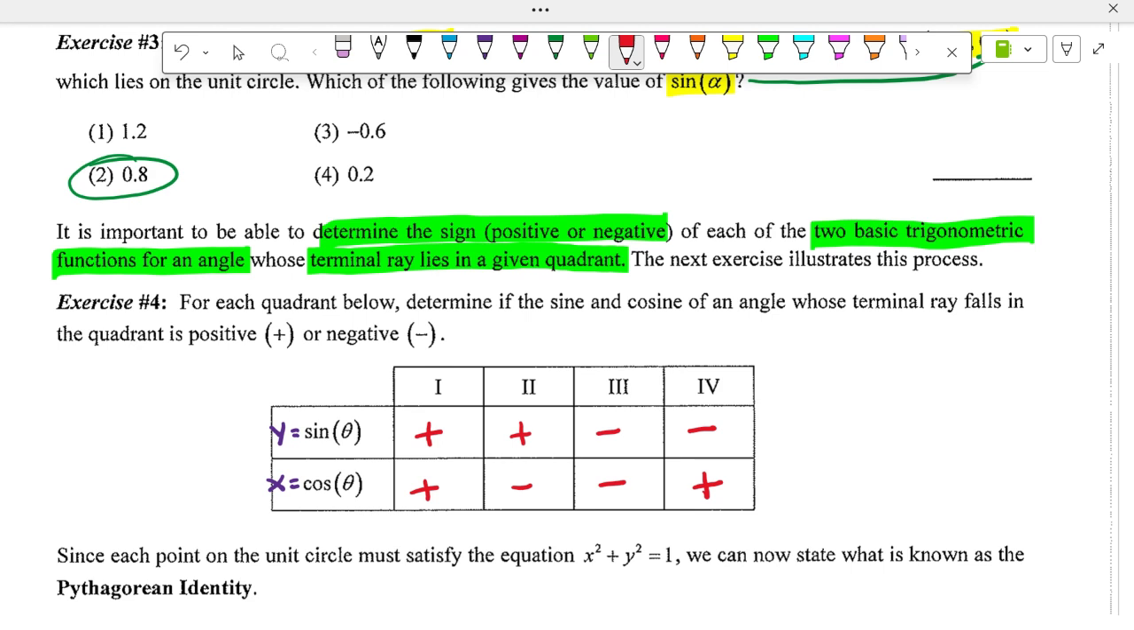If I asked you to find the cosine of 310 degrees, so cosine 310 degrees, what would the value be, positive or negative? Positive. It's in quadrant 4.